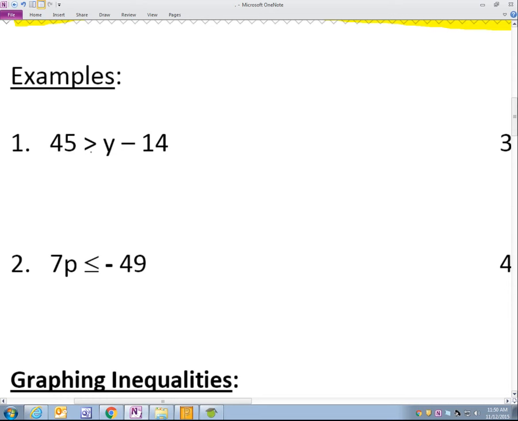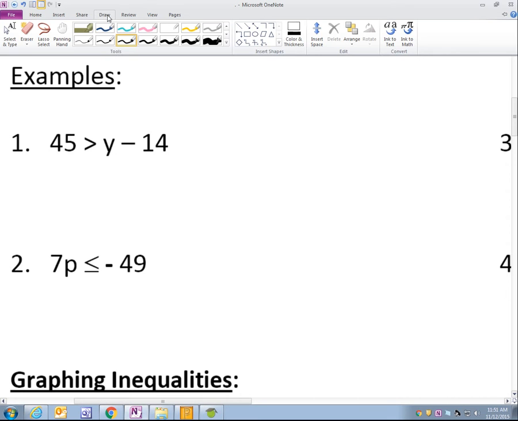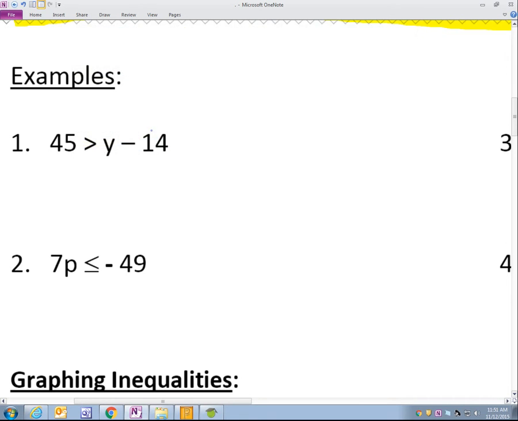The first thing that you ask yourself is, what is happening to the variable? The variable wants to be alone. It's very asocial. It wants to be alone. It just wants to play single-player games like Fallout. Okay? And I have the inverse. The inverse of minus 14 is adding 14. Sorry, I said 4, I meant 14. I misspoke. Plus 14 to both sides, because that's what we did when we were solving for equalities.